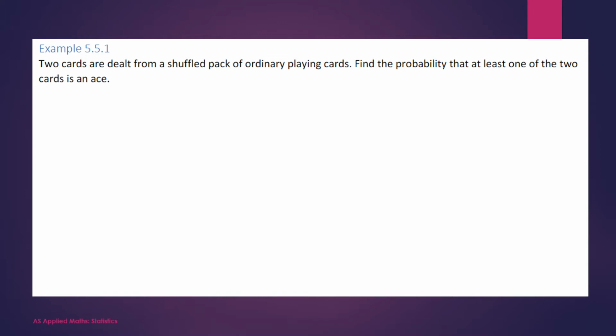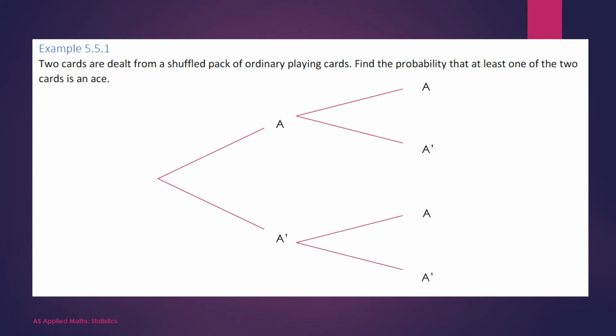Then I want to set a tree diagram up that looks something like this. So we're going to let A be the event that we select an ace. And like I've said before, defining that early on in the question just means now that I can use a notation. I'm using A' to represent not getting an ace.